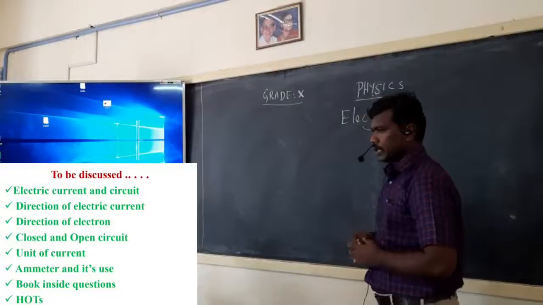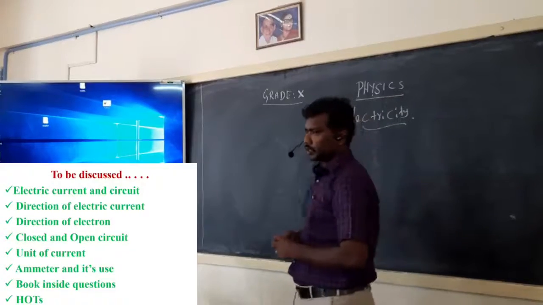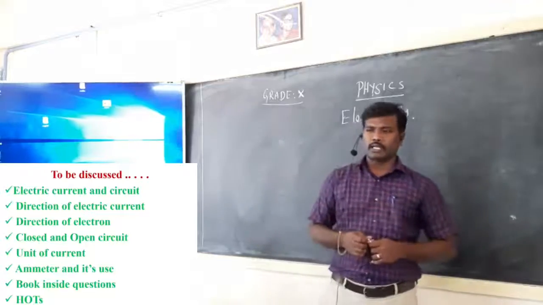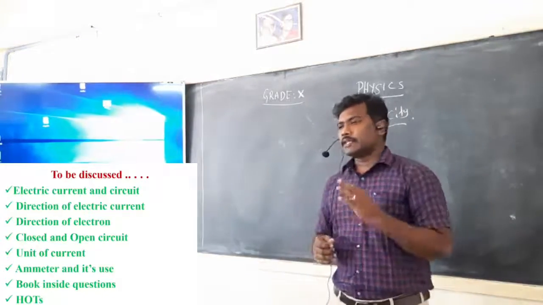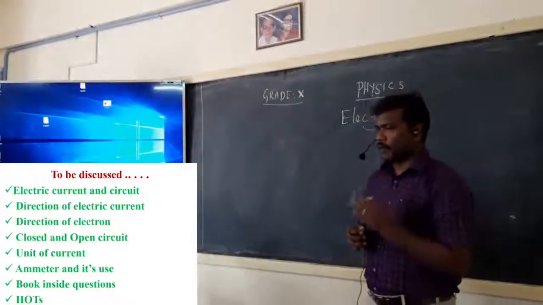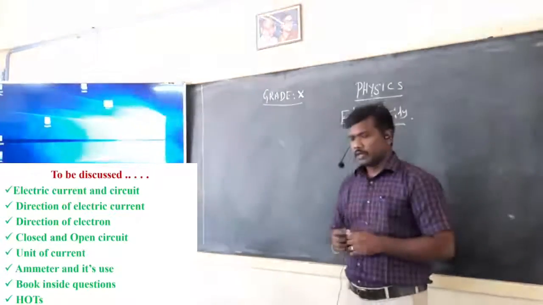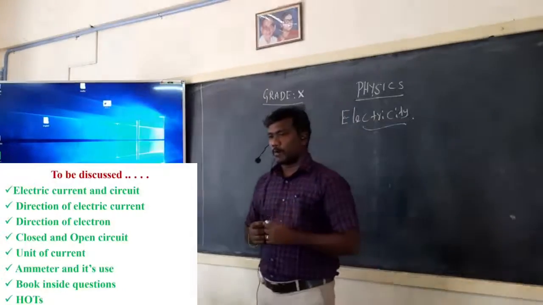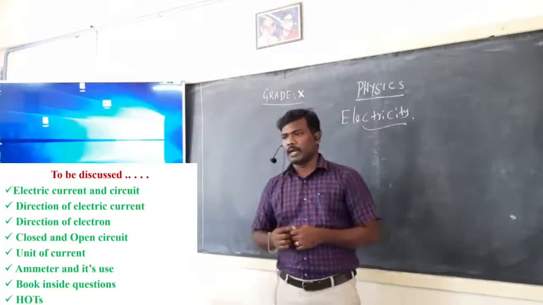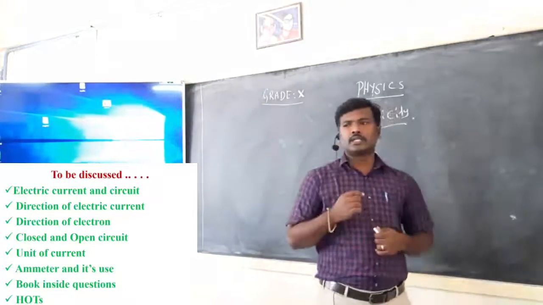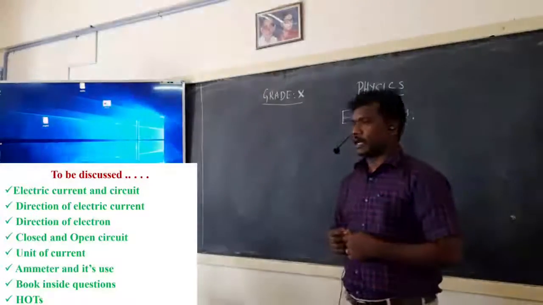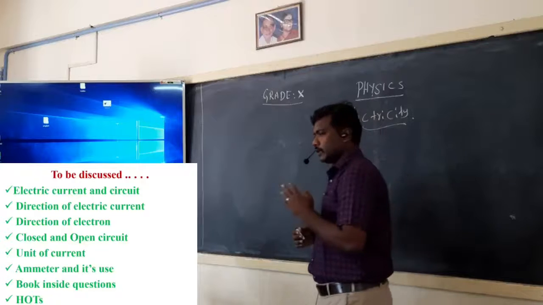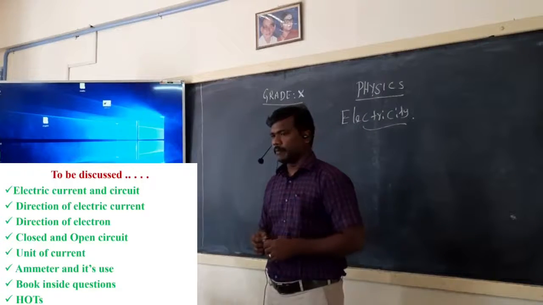So in this lesson, at the beginning, we are going to discuss what is meant by electric current, what is meant by electric circuit, and in which direction the electron can flow in a particular circuit. After that, we are going to discuss the usage of the ammeter. Ammeter is one of the electrical devices. That device is used to measure the electric current. And in which places we are going to use the ammeter, that we are also going to discuss later.